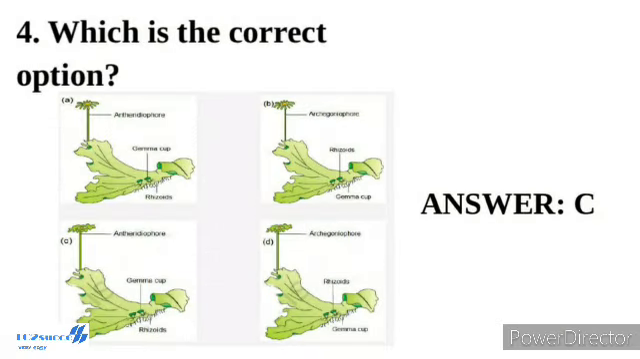Question number 4. Which is the correct option? Shown in the diagram, male thallus of mosses. Bryophytes are also called amphibians of the plant kingdom because these plants can live in soil but are dependent on water for sexual reproduction. They usually occur in damp, humid and shaded localities.